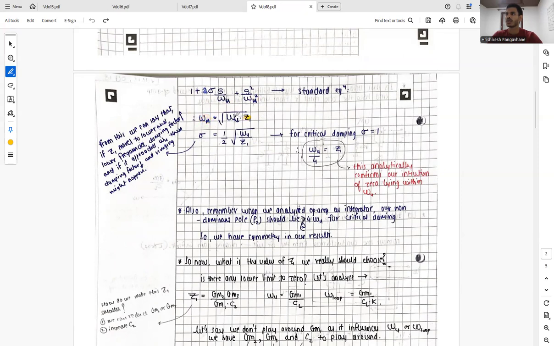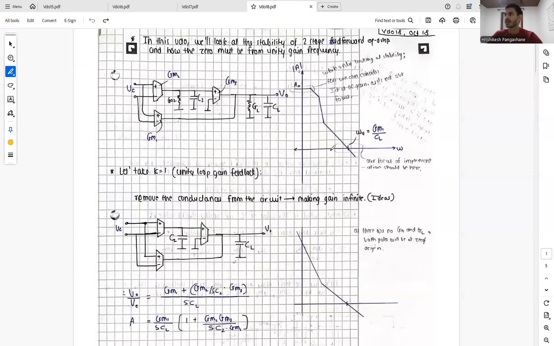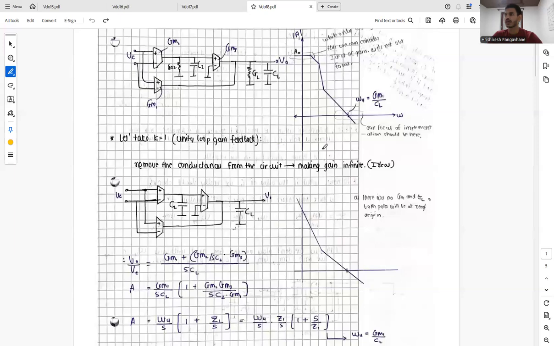So omega n turns out to be the square root of omega u times z1, and our damping factor sigma is half the square root of omega u by z1. And we know that for critical damping, our sigma should be equal to 1. Thus, from this equation, we can understand that our z1 should be exactly equal to omega u by 4, and then we can get critical damping. This basically shows that our zero, sorry, R0 should be at some value which is omega u divided by 4, so it is on the left hand side of omega u.